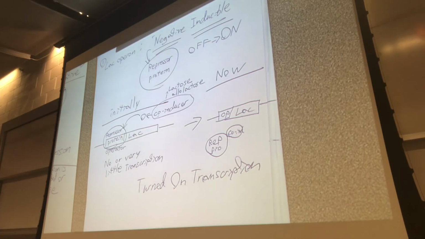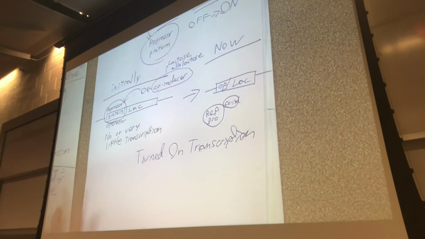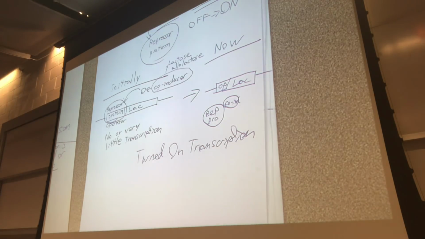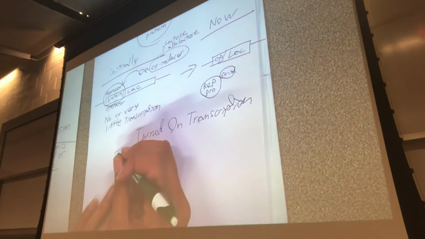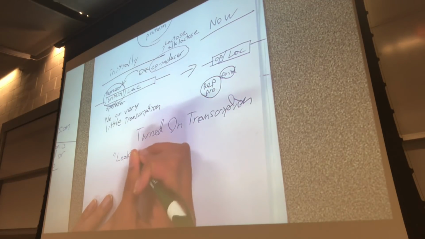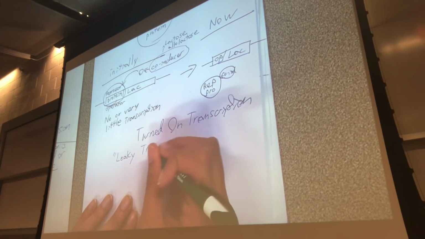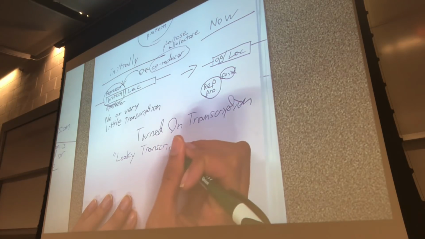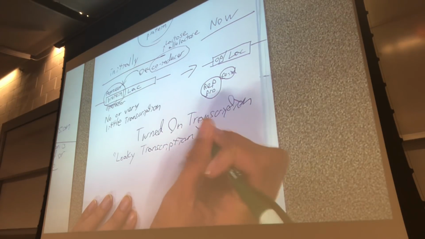All right. Now, although you've turned on transcription, in reality, it's actually quite slow. You've turned on transcription because you removed the repressor. An analogy of this is you've removed the parking brake on your car. It might drift forward a little bit, but it's not going that fast. This term is called leaky transcription. When you've turned on transcription technically, but it isn't going that fast.